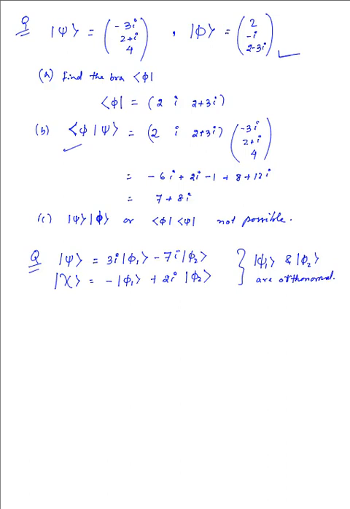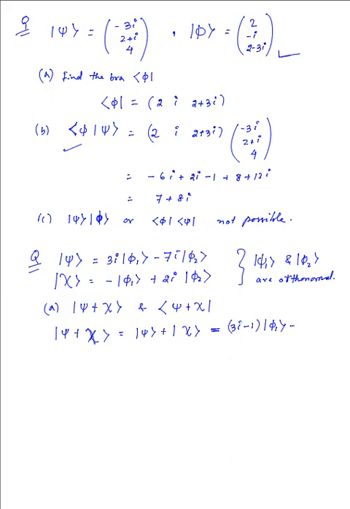Now from that we wish to calculate in the first place the psi plus chi ket, and also the psi plus chi bra. So this is fairly easy. First, the psi plus chi ket is simply the sum of psi and chi. For the phi 1 terms, we have 3i minus 1 of phi 1 ket, and secondly we have minus 7i plus 2i, so that leaves us with minus 5i phi 2 ket.